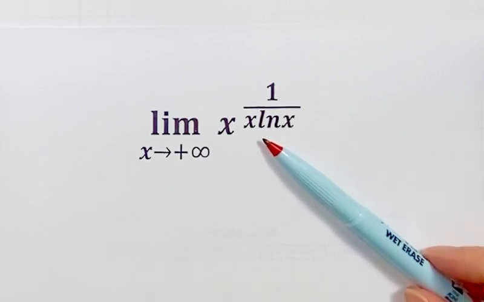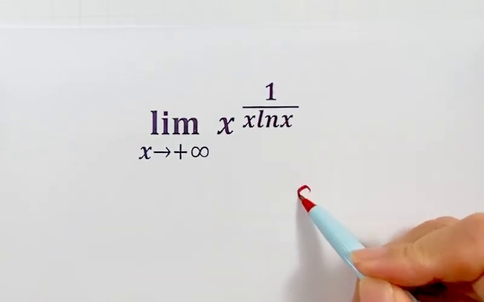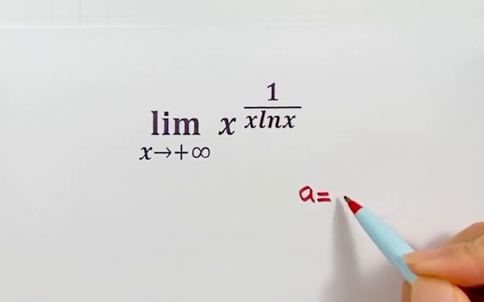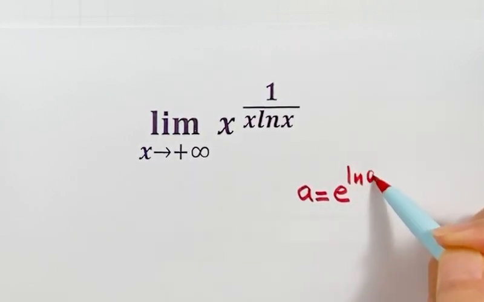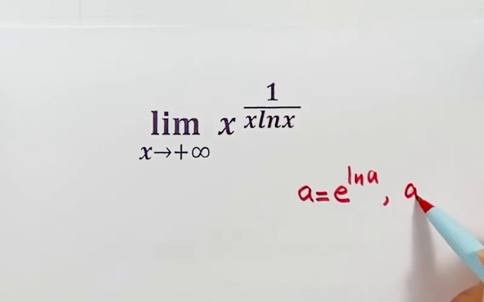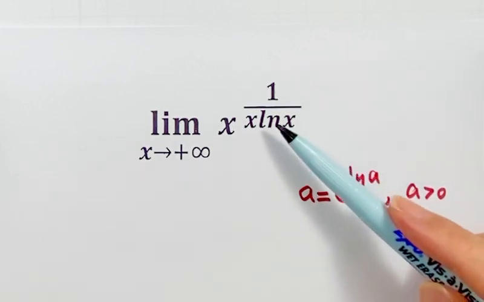For this type of question, we are going to use this identity. For any real number a, we can write a as e to the power log of a. Here a must be bigger than 0. Okay, so now let's see how to use this identity to rewrite our expression.